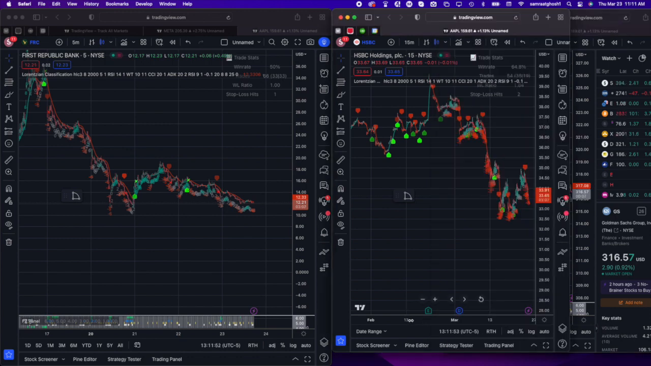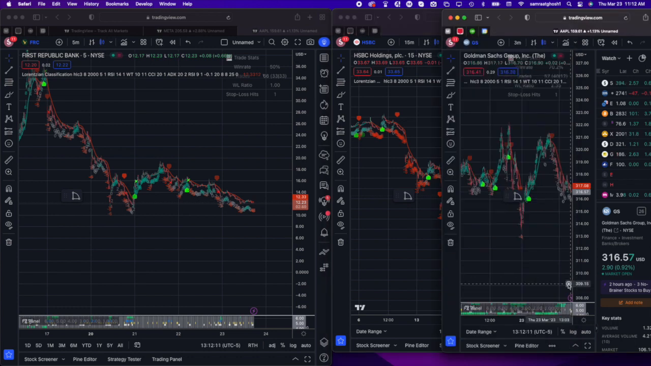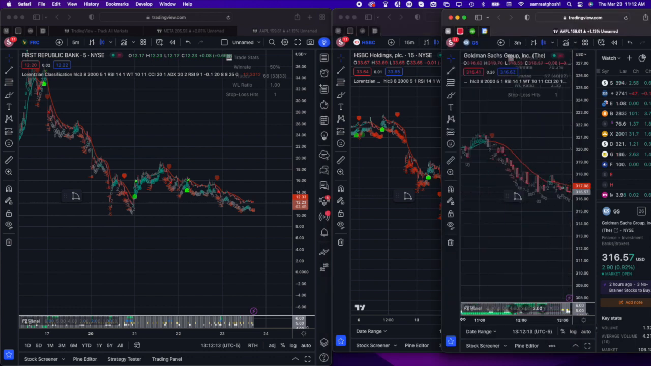Now, moving to HSBC, if we expand on HSBC, you will see it exited right at the top before the kernel regression line turned red, near 35. It's really easy to understand. Just green and red. It tells you exactly when to enter. It tells you exactly when to exit.